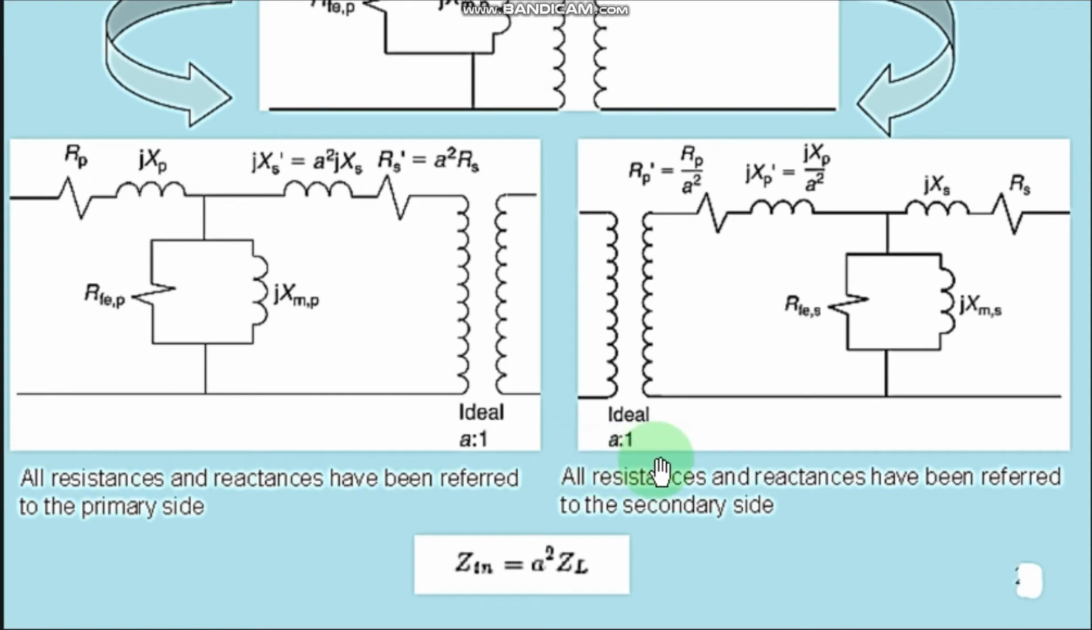You can do the similar thing the other way around as well, where all the primary side impedances you can refer to the secondary side impedances. In that case, you are referring the primary side impedances to the secondary side. All resistances and reactances have been referred to the secondary side, like this, right? So that is what you have to basically understand about referring the impedances to either side.